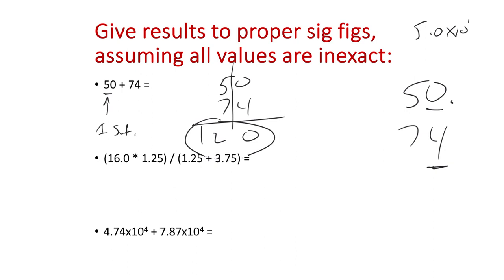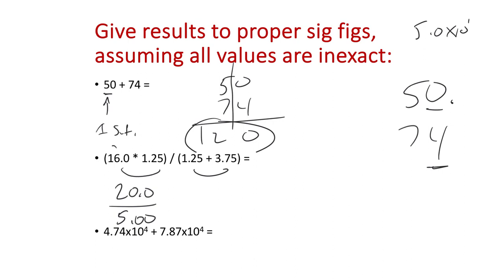What about the next problem? 3 sig figs times 3, so that should have 3 sig figs. Let's do that math real quick. 16 times 1.25. Let me get out of scientific mode. So that's 20, but 20.0, because it needs to have 3 sig figs. Do this math here: 1.25 plus 3.75. That's not just 5, that's 5.00.